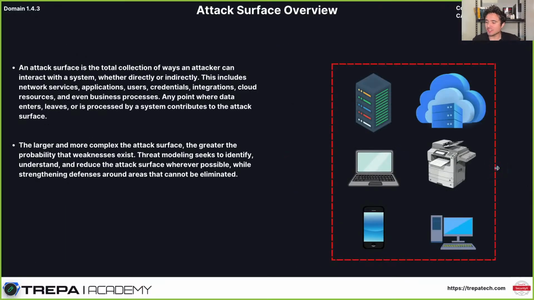Okay, so attack surface overview. An attack surface is the total collection of ways an attacker can interact with a system, whether directly or indirectly. This includes network services, applications, users, credentials, integration, cloud resources, and even business processes. Business processes is that big one cybersecurity professionals tend to forget. Like if we're talking to third-party vendors over an open line, there are so many ways that in the human element of it all, we could give away a lot of secrets. So in layman's terms, guys, the attack surface is just your enterprise. It's every single IP resource and even some human elements, that's your attack surface. So everything involving and dealing with your enterprise is part of an attack surface.